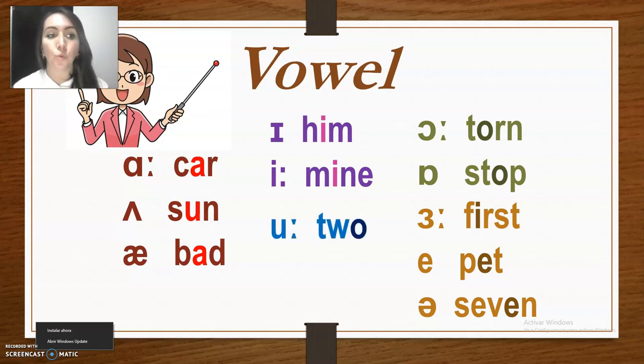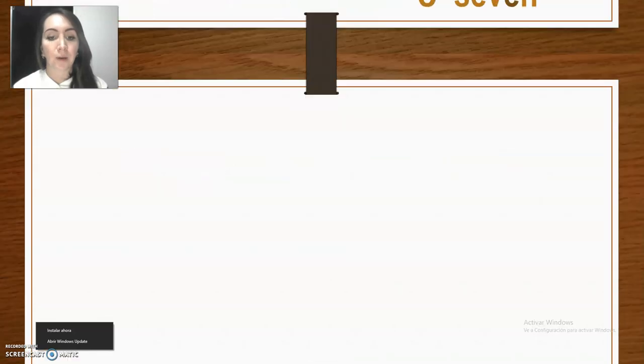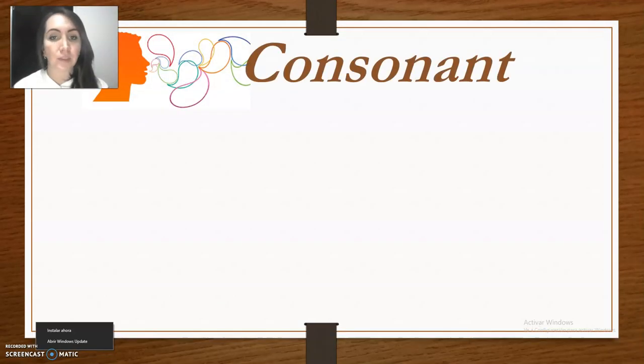Next is oo. For example, two. Next is u. For example, put. Okay? The consonants, the first is... for example, pen.